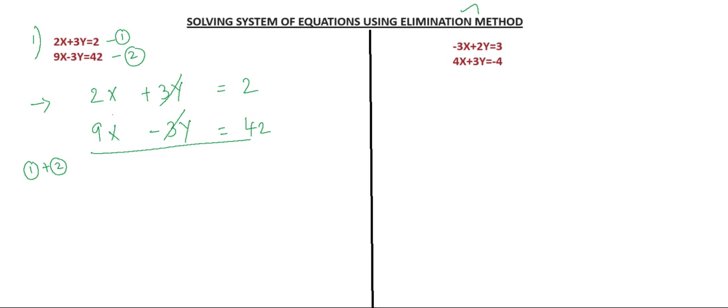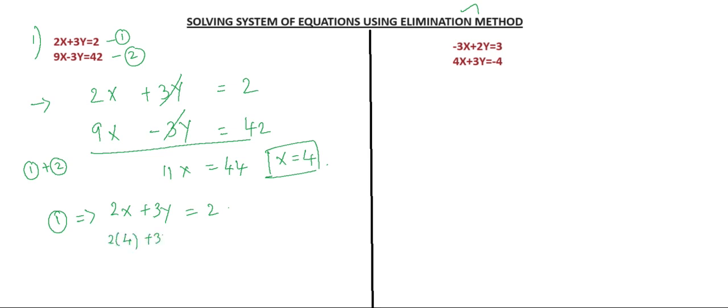The first example I have considered is a bit simple. The plus 3y and minus 3y is already present, so you can just cancel it and you get 2x plus 9x as 11x and 2 plus 42 as 44. From this you can very easily derive the value of x. Once you get the value of x, you can simply substitute it in either the first equation or the second equation. I'm taking the first equation here. You can solve it in any way.